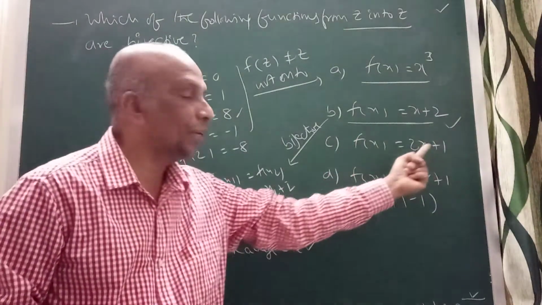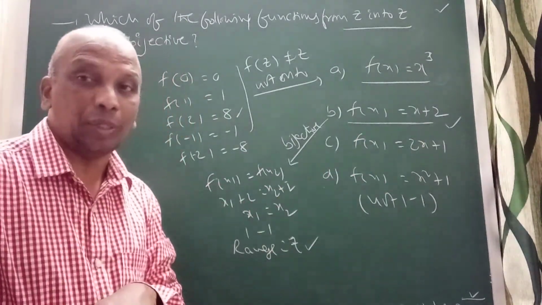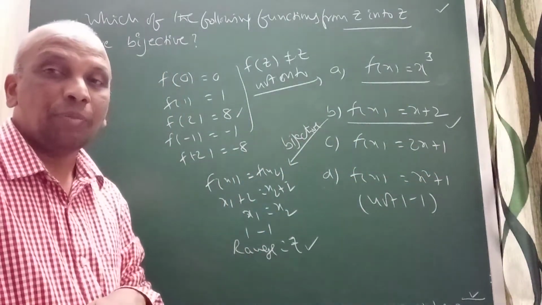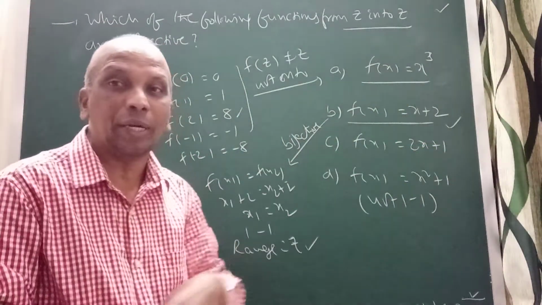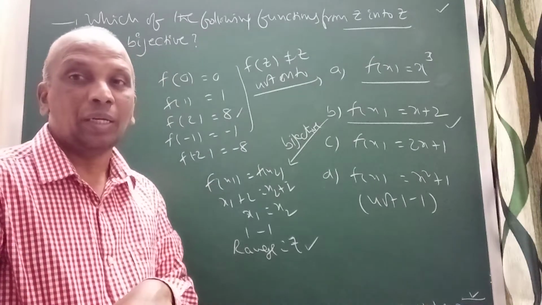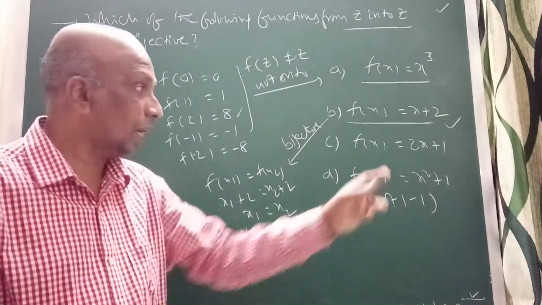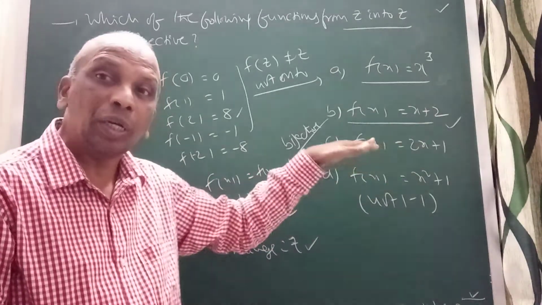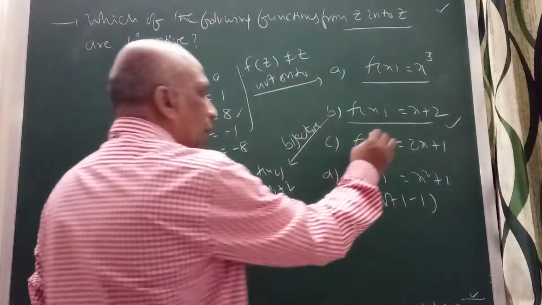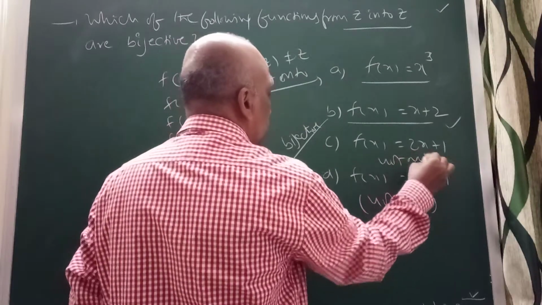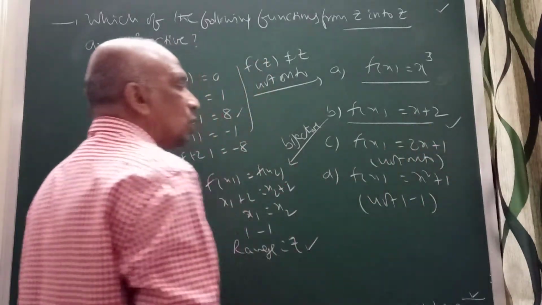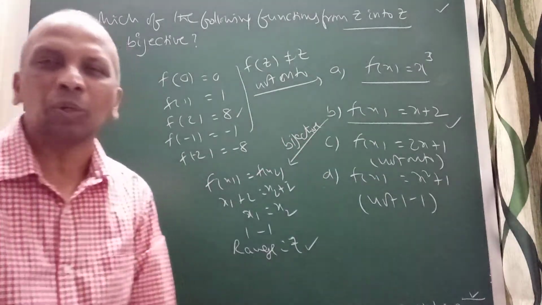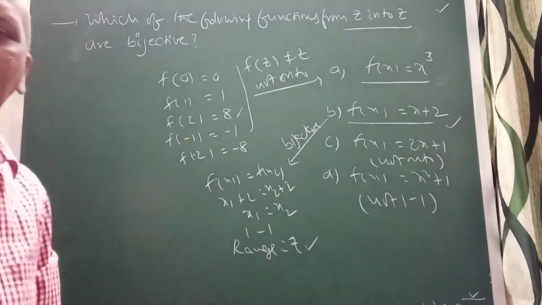Even here, if you take 2x plus 1, you can observe the elements here: 0 doesn't have a pre-image, because 2x plus 1 will never give you 0. So 0 doesn't have a pre-image here. That means the range is not equal to Z, so it is not onto. This is also not onto, right? So only the one which is bijective is f of x equal to x plus 2.